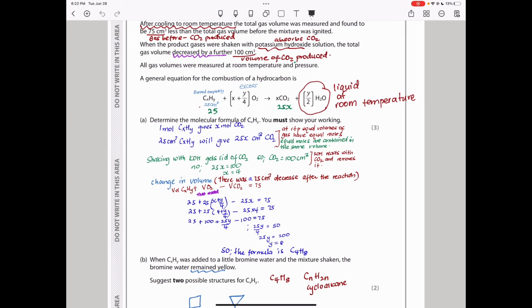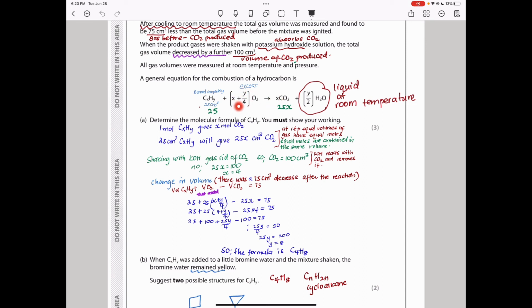So it means the volume of the original hydrocarbon plus the volume of oxygen that reacted minus the volume of carbon dioxide produced should be 75. So in this case, we say if you have the original volume, which is 25, that is for the hydrocarbon, and the volume of oxygen, that is 25. Remember, if you're using 1 mole, x moles, 25 times that, 25 times x.